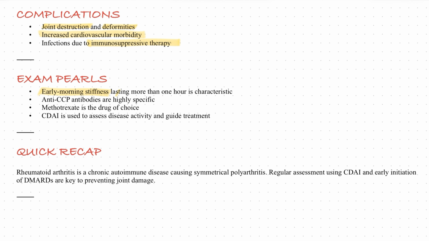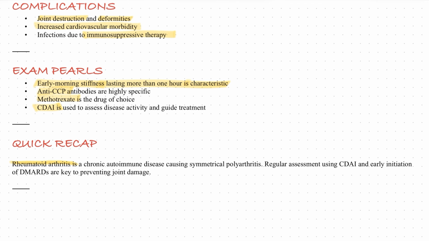Early morning stiffness lasting more than 1 hour is the characteristic feature which we saw in the case. Then anti-CCP is highly specific. Then methotrexate is the drug of choice. CDAI, I just added it; if you are adding the point, then you need to remember that CDAI is present. Then, okay, let's read the quick recap. Rheumatoid arthritis, repeat before me, or even after me, okay? Rheumatoid arthritis is a chronic autoimmune disease causing symmetric polyarthritis. Regular assessment using CDAI and early initiation of DMARDs are key to preventing joint damage.